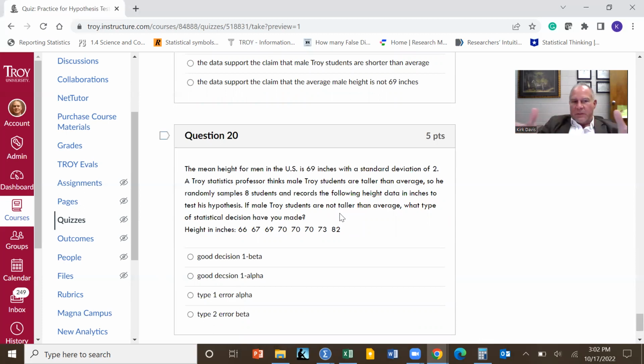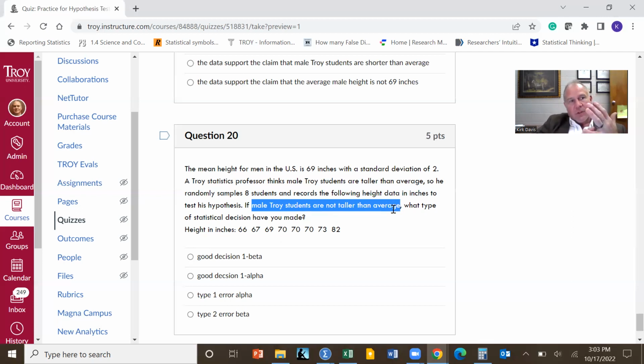So most of the time, unless you're just trying to confirm something, you truly don't really know whether or not you made a good decision until after the election or after multiple replications of the same study and so forth. So that's why I'm telling you if. If we know reality, the election's already occurred, we know what truth is. So if I tell you, Troy male students are not any different, I don't know if they are or not, but I'm pretending that they're not. So if we assume this to be true, what type of decision have we made?